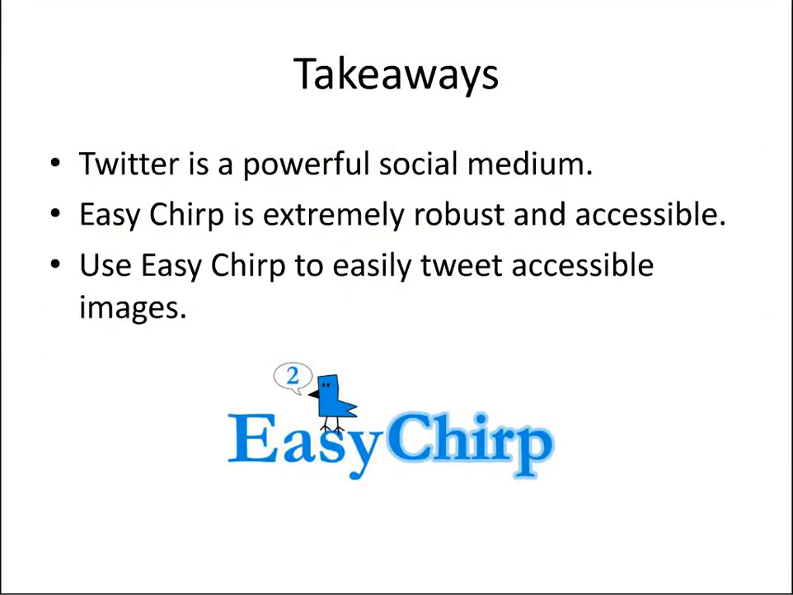So, takeaways here: Twitter is a very powerful medium, and EasyChirp, as I think I successfully showed, is a very robust and accessible application. It can be used on all different kinds of technologies: new technologies, old technologies, assistive technologies, slow technologies. And you can use EasyChirp to easily tweet an accessible image. If you're tweeting an image, images do help enhance tweets. Whether some people like it or not, that's just the fact of the matter. So now you are able to add your alternative text to an image that's shown on that web page. I suggest you give it a go after this session.